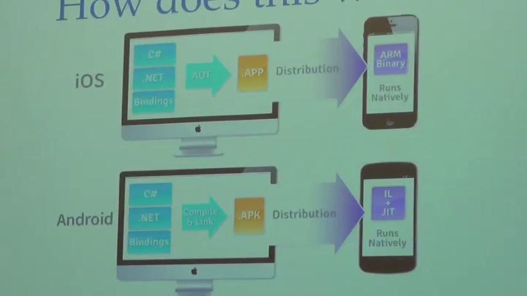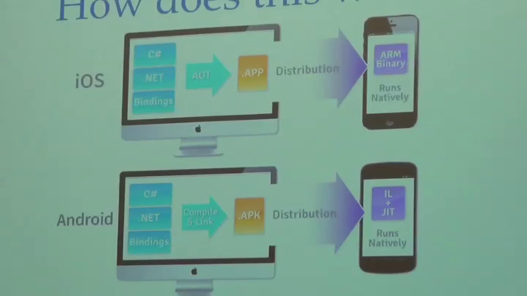APK is the packaging format for Android. When you upload your application to the Google Play Store, it runs natively. It's the exact same thing that happens when you're running .NET on Windows.